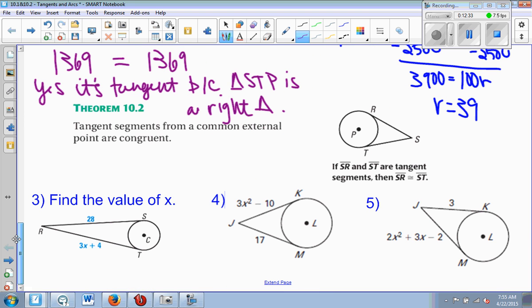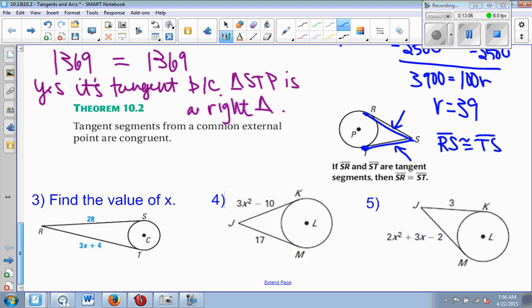Coming down, what we find out, another property of tangents, is that if I have two tangent segments to the same circle, then that means that they're congruent if they meet outside the circle. So anytime I draw a tangent line from R out to S and T out to S, if they're both tangent to the circle and they both meet at S, that means that the two blue segments are congruent to each other. So from R to S would be congruent to T to S.